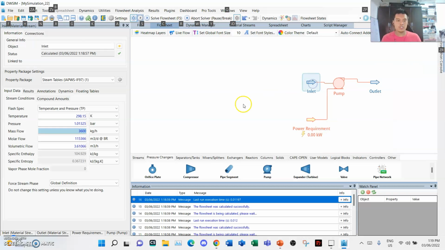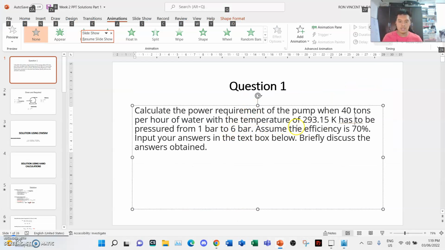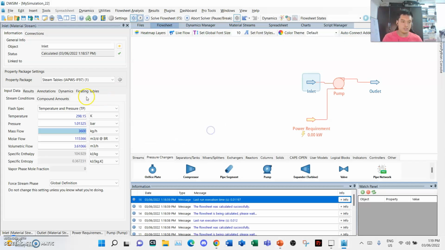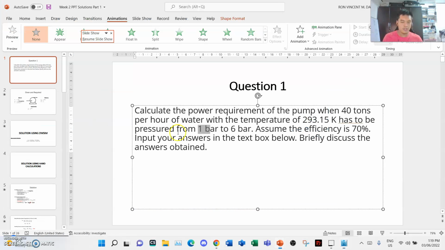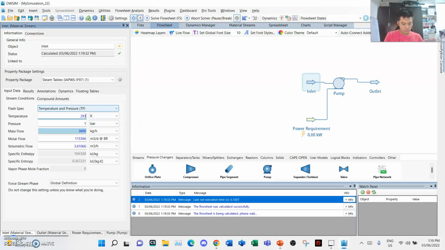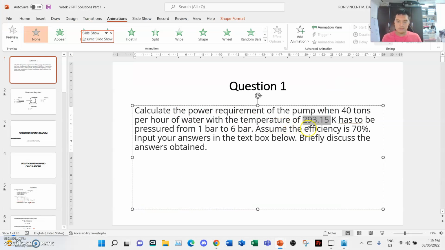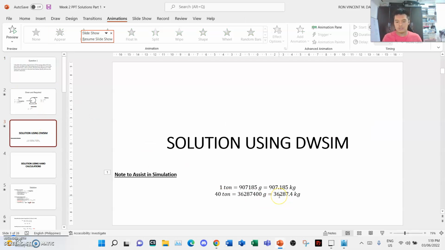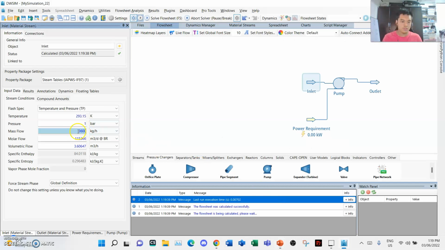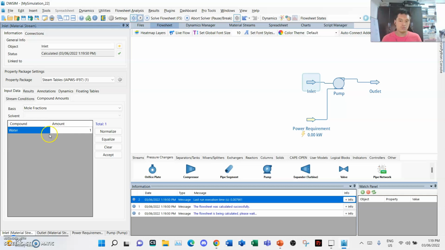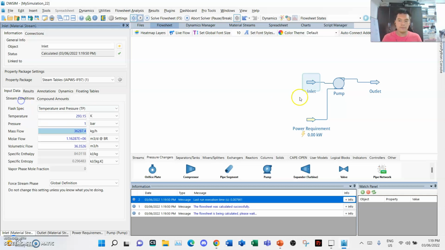Okay, for the inlet conditions, going back to the problem, it is said to be at 1 bar. So we'll put here 1 bar. Initial temperature is at 293.15 Kelvin. And its mass flow rate, calculated earlier, is 36,287.4 kilograms per hour. Alright, everything is set. Then there's no need for compounds here since water is the only thing needed.